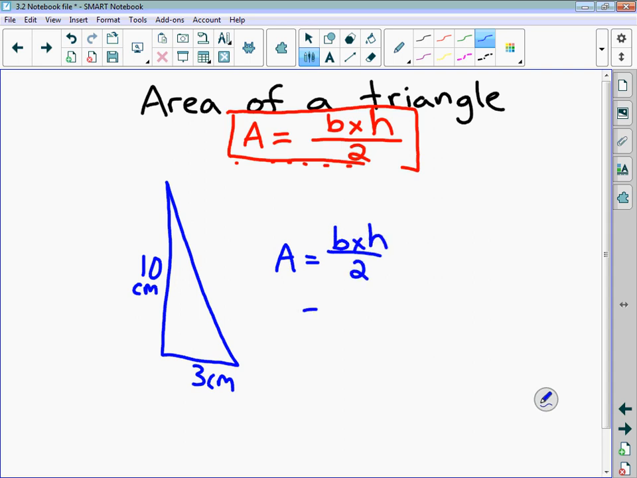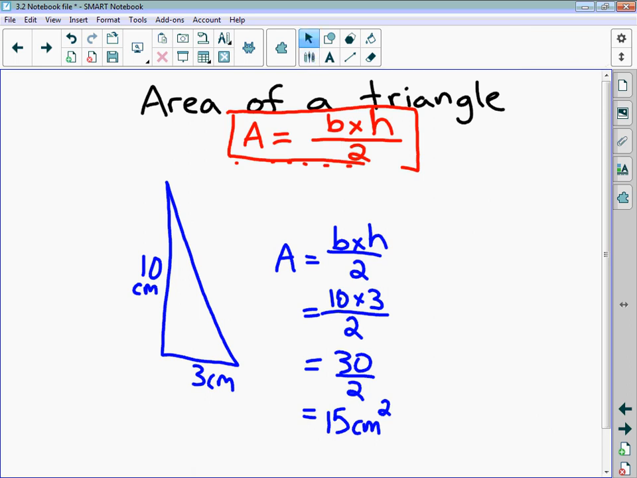2. Well, that's equal to base times height, which is 10 times 3, divided by 2. So 10 times 3 is 30. So I have 30 divided by 2, which is equal to 15. And that's centimeters times centimeters. Area is always centimeters squared, or meters squared, or whatever unit you're using. So the area of that triangle is 15 centimeters squared.